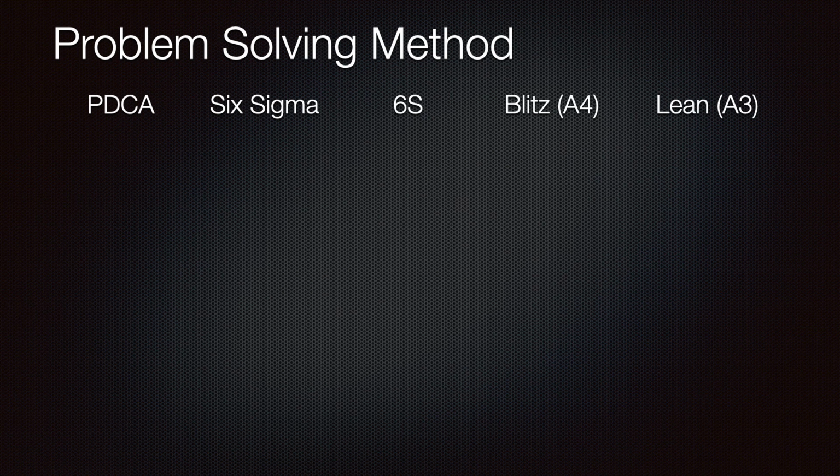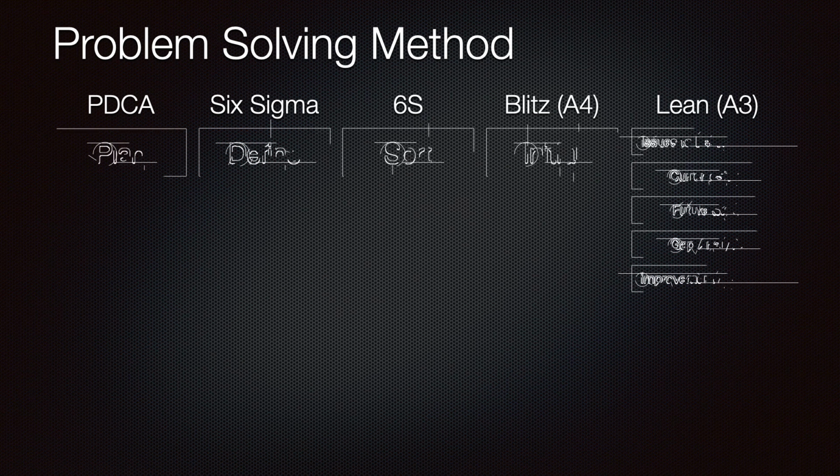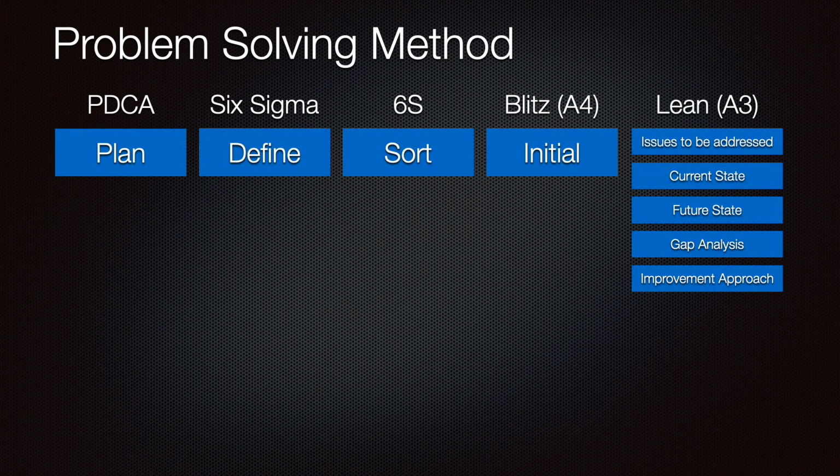So the first part is plan. And so let's go ahead and take a look at that. I've highlighted all the planning activities in blue. So for Six Sigma, that is your define phase. Usually DMAIC is the approach for Six Sigma, and we'll see that here shortly.